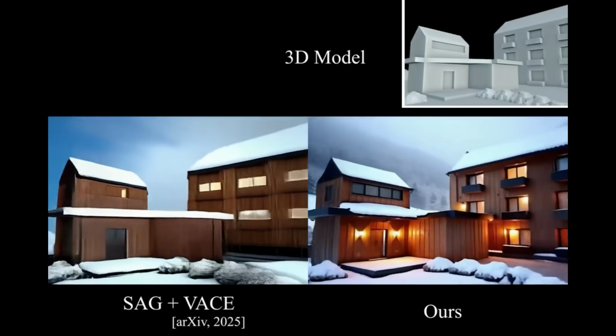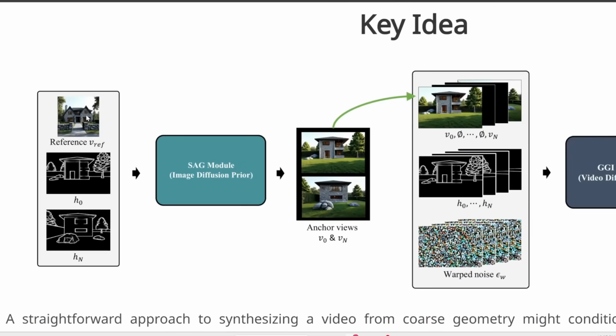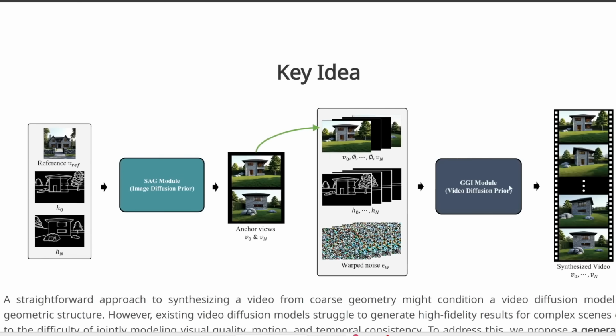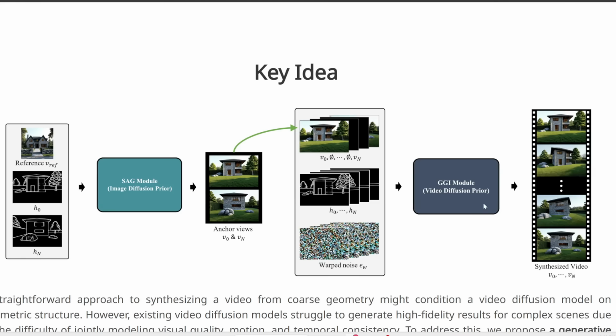So here's how it works. It would take in your reference plus, it seems like, the edge or canny map of your video, and then it would go through two different modules. The first one is this SAG module, which stands for Sparse Anchor View Generation, and this basically generates a few frames or anchor views, which it will use as references. And then it will plug these frames through this GGI module, which stands for Geometry Guided Generative In-Betweening, and this basically interpolates all the frames in between these anchor views, or basically fills in the blanks to smoothly create your final video.